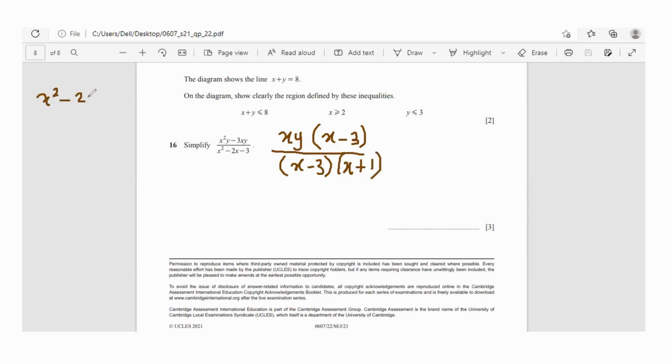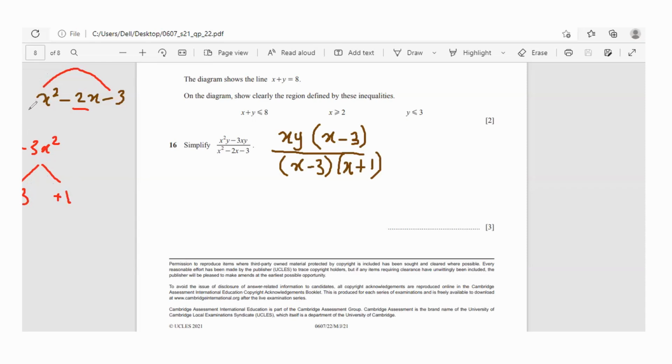x squared minus 2x minus 3. So what we do first is we multiply a and c, that is 1 and minus 3, which makes minus 3x squared. So we are going to find a pair of factors. When you multiply, it should be negative 3x squared, and when you add them, you should get minus 2x. What can we use here? We can have negative 3 and plus 1. Negative 3 times plus 1 makes negative 3, and negative 3 plus 1 is also negative 2x.